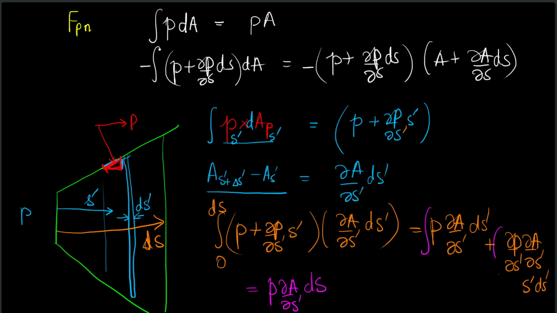So the integral of ds′ is simply going from 0 to ds. No problem. This plus, what about this term? This will be ∂p/∂s′ ∂A/∂s′ times s′ ds′, so it gives s² upon 2. So this will be ds² upon 2.